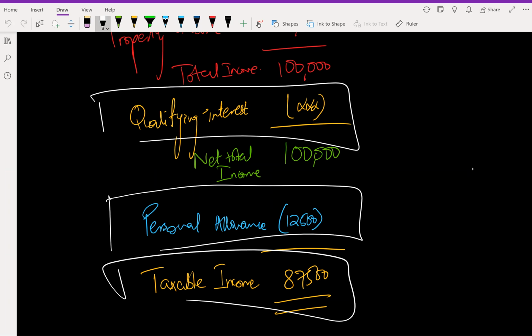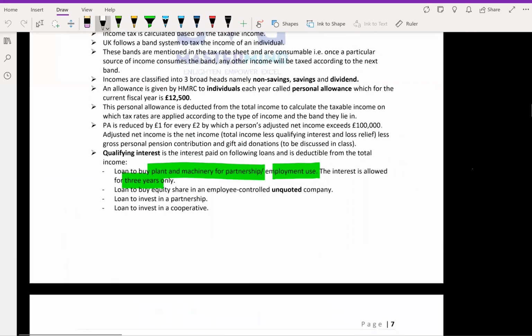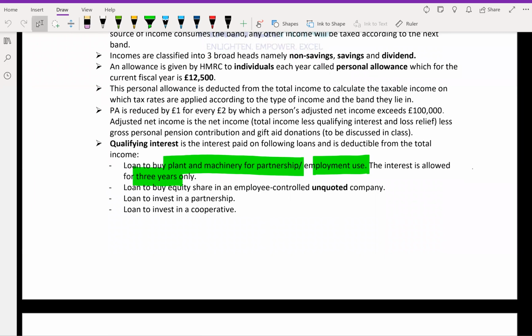Yes, sir. I have a small doubt on that purchase of machinery for partnership. It says that for 3 years we can deduct it from total income, and after that from the respective P&L. For example, if you're taking out a loan to buy plant and machinery, and it's for partnership or employment use, so if it's employment income P&L, if it's partnership income P&L. After 3 years, yes. Within 3 years, from the total income.